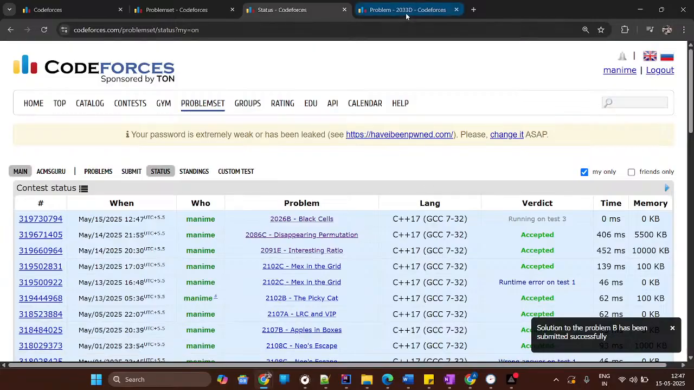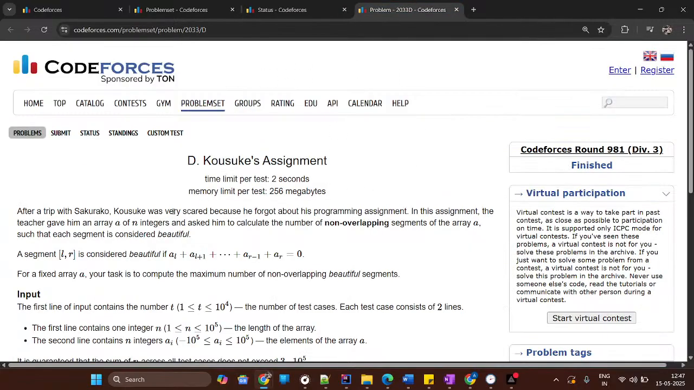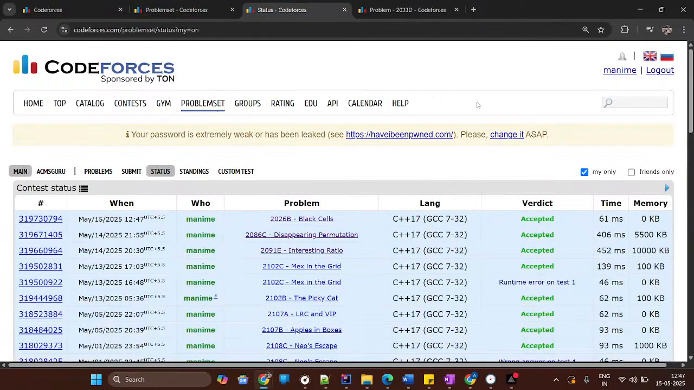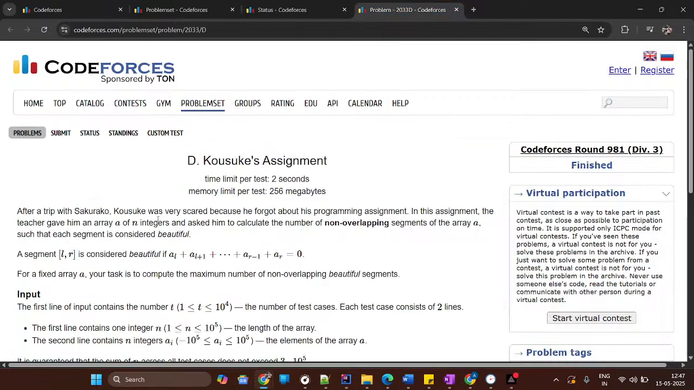Okay, I think it might fail, but we move on to the other question. And then we will see the hint or solution to the previous one if it fails. And then I continue. Okay, I started 45. Okay, it's accepted. Okay, fine. After a trip with Sakurako.